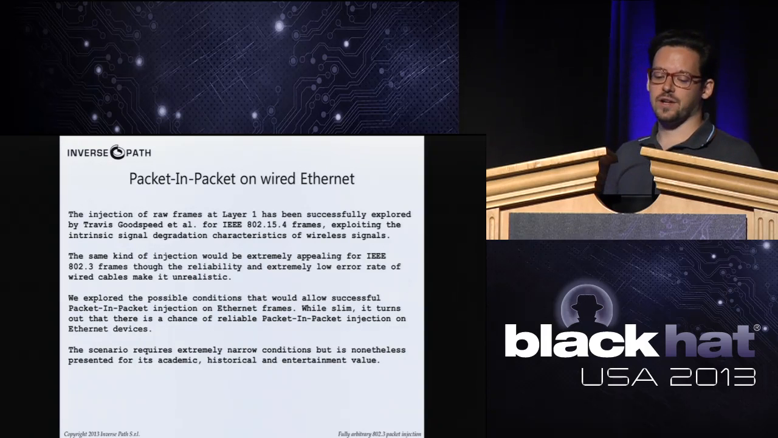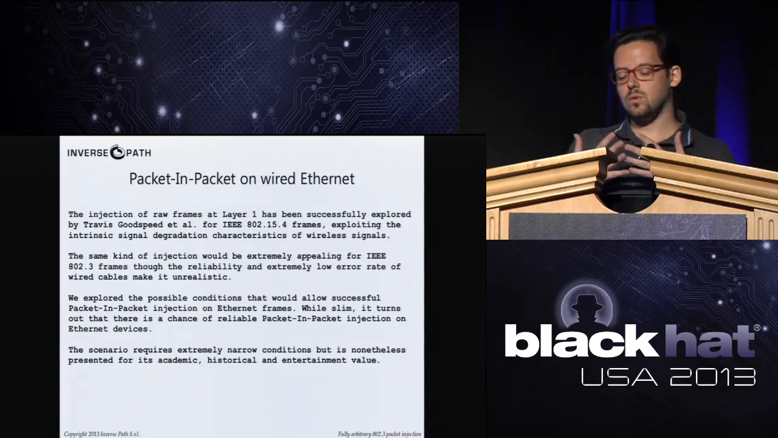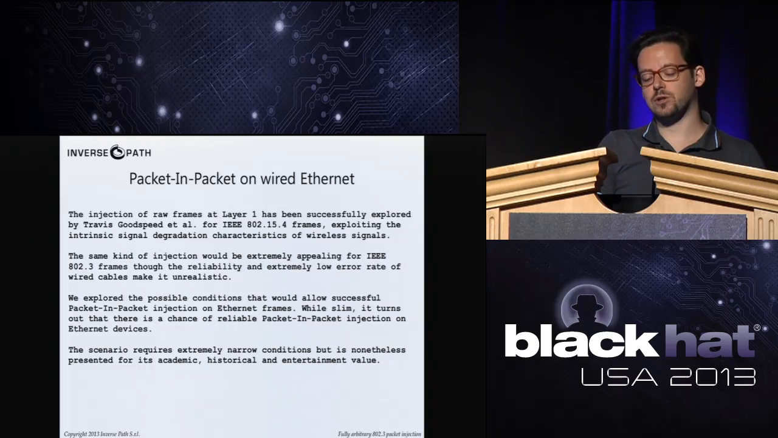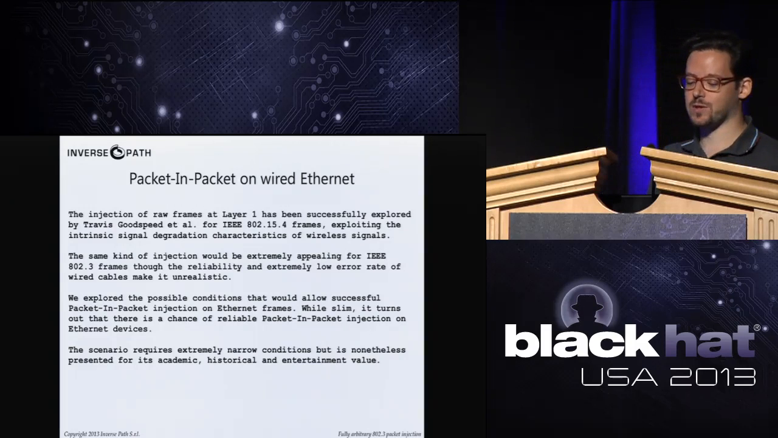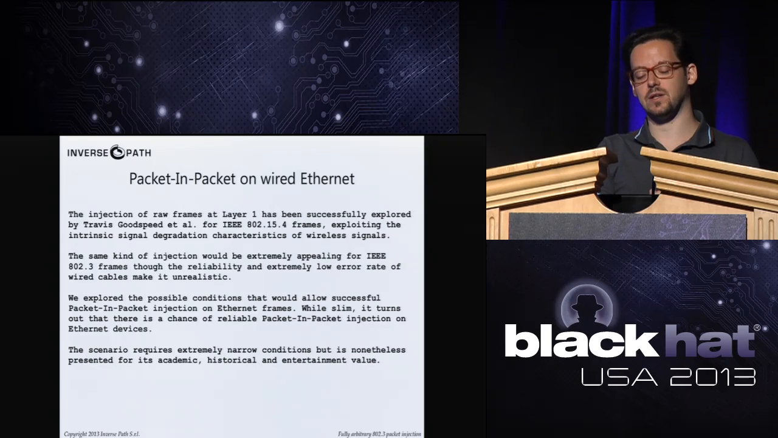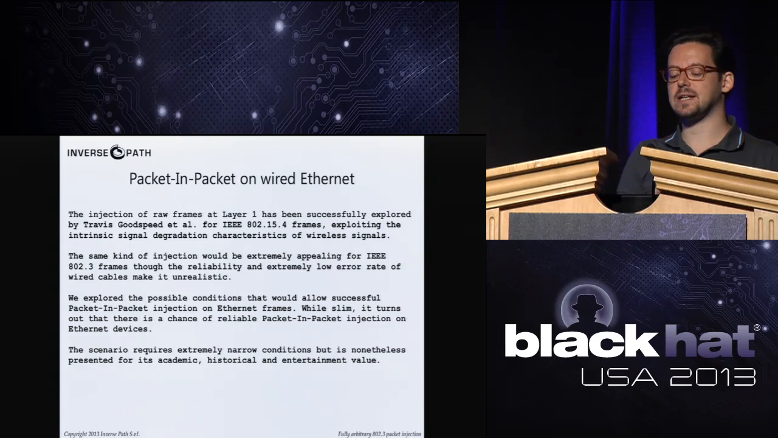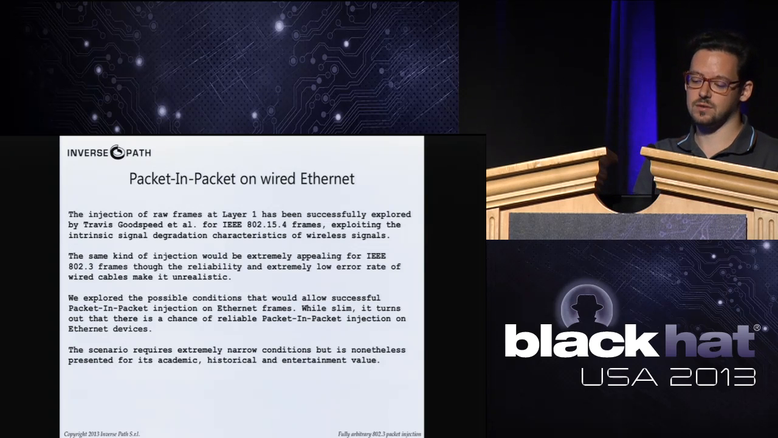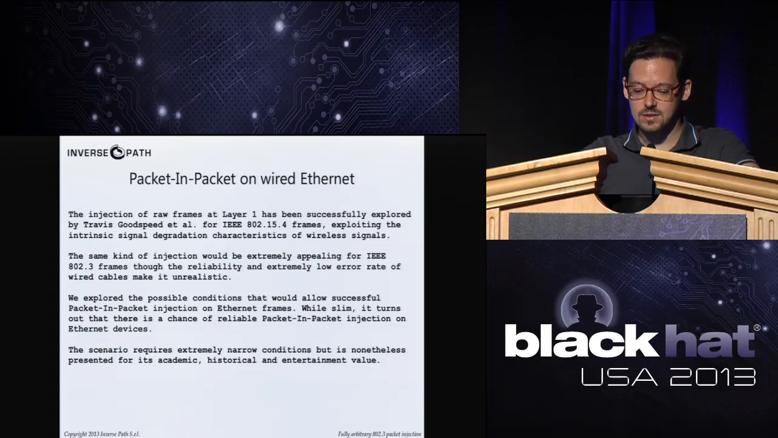Packet in packet on wire Ethernet. So what this led into exploring is the injection of raw frames at layer one, which is something that has been explored by Travis Goodspeed for wireless frames in stuff like Zigbee and so on, exploiting the signal degradation which is characteristic of wireless signals. Now, the same kind of injection would be extremely appealing for Ethernet frames.